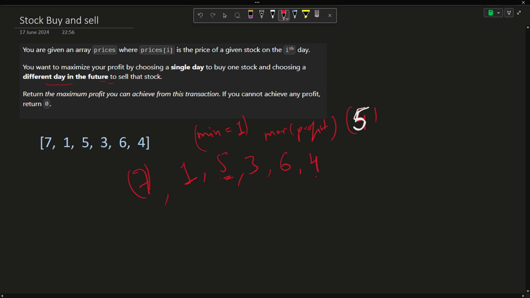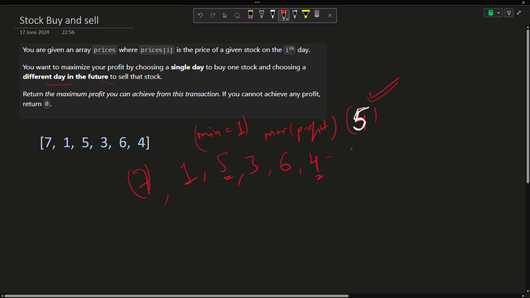4. Let's process this. No, this is not the minimum value. We are still good with this minimum value; it's still smaller than 4. Can we make some profit? Yes, but it's still not greater than the max profit, so we will just leave it. Now after this we can say the max profit we have calculated is 5. So we are done with this, right?